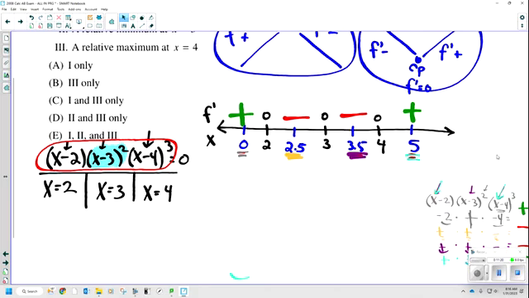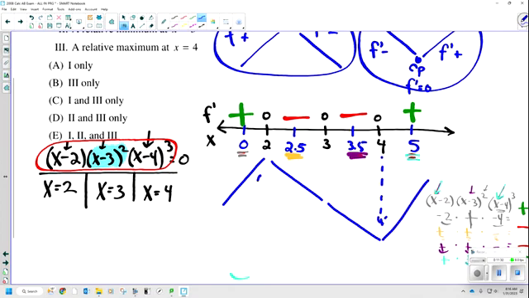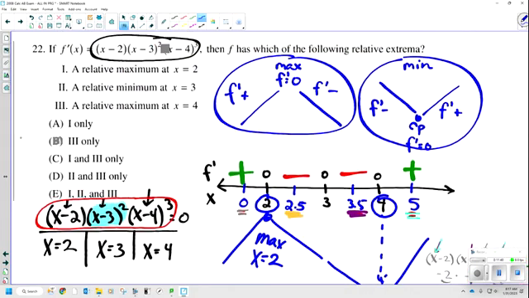Okay? So as I look here, my graph is going to do this. It's going to be a positive slope till I hit 2. Then it's going to be a negative slope. I'm going to hit 3. Then I'm going to continue negative till I hit 4. Then I'm going to continue positive. So I have a max at x equals 2. And I have a minimum at x equals 4. Okay, max at 2, minimum at 4.